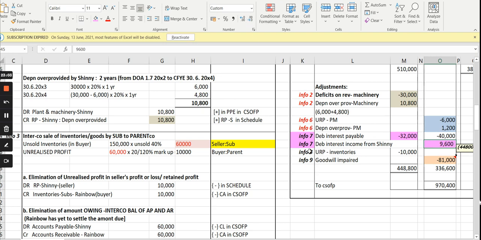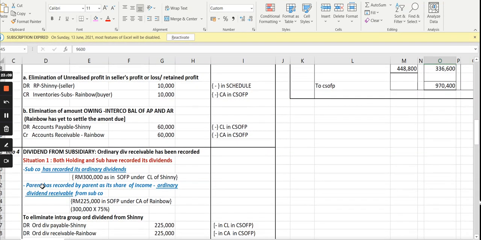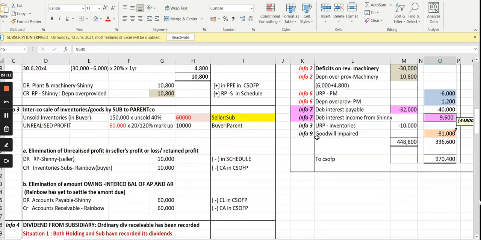where in your consolidated statement of financial position under liability. This one is on inventory, where the information on inventory is information number 3. So this is the one, 10,000. So reduced under the subsidiary, because subsidiary Shini is the seller. And the last one we have already decided, this is information related to goodwill being impacted. Done all this.